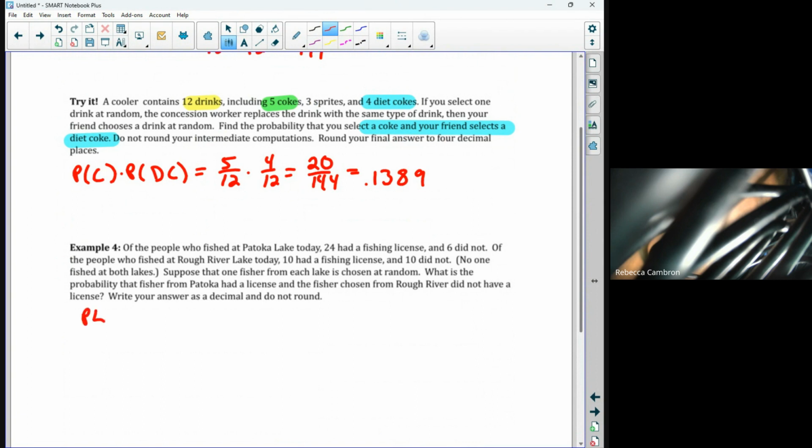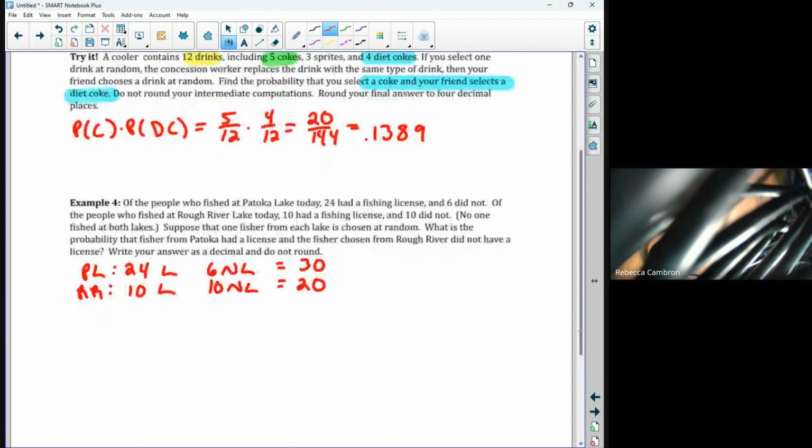So Patoka Lake, 24 license, 6 no license. Rough River, 10 license, 10 not licensed. So we had a total of 30 that went to Patoka and 20 that went to Rough River. And we want to know the probability that the people from Patoka had a license and the probability that the person from Rough River had no license.